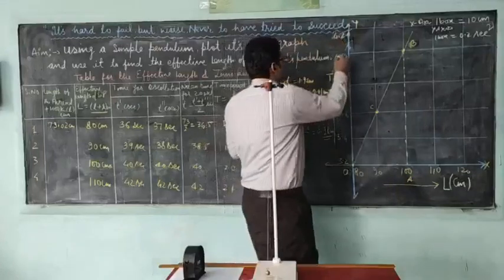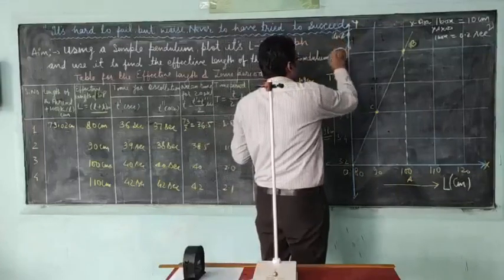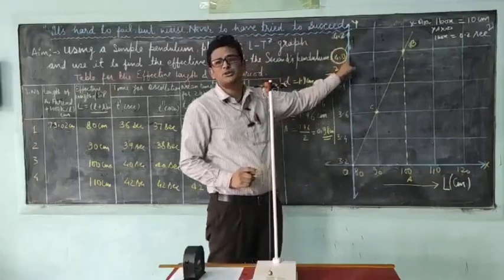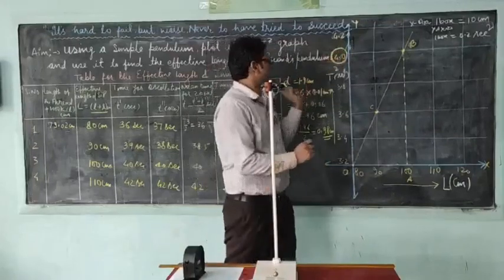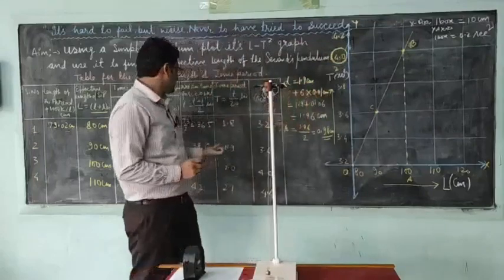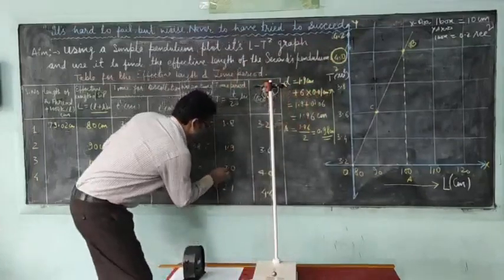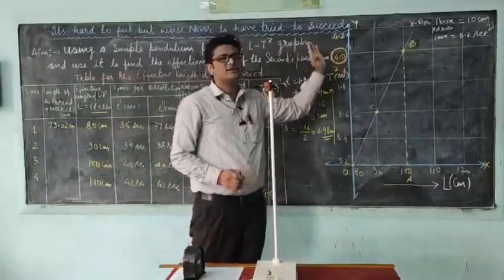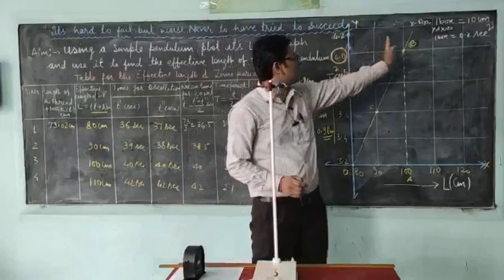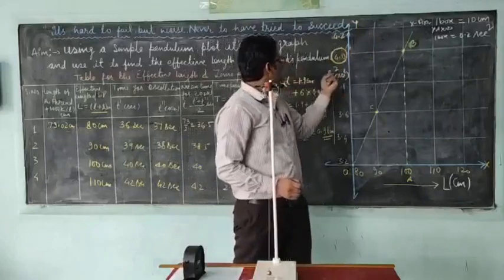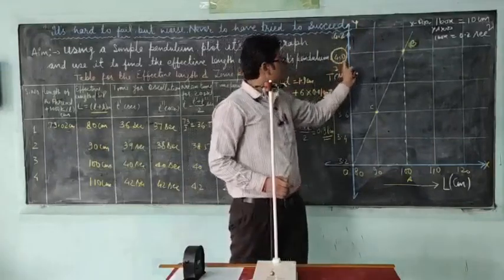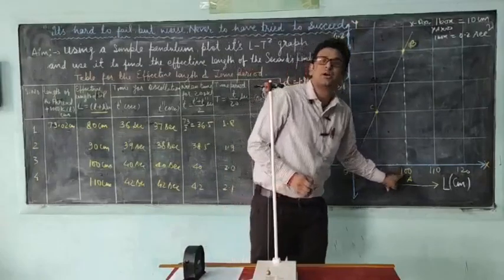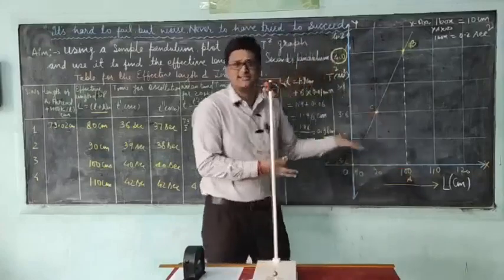Now this one point is very important here. This is the second pendulum, because here we are getting the value 4.0, T square equal to 4.0. It means the time period is 2. It means this is the second pendulum. From the graph, where T square equal to 4, correspondingly we can take the value of effective length, that is 100 centimeter. That is your result.